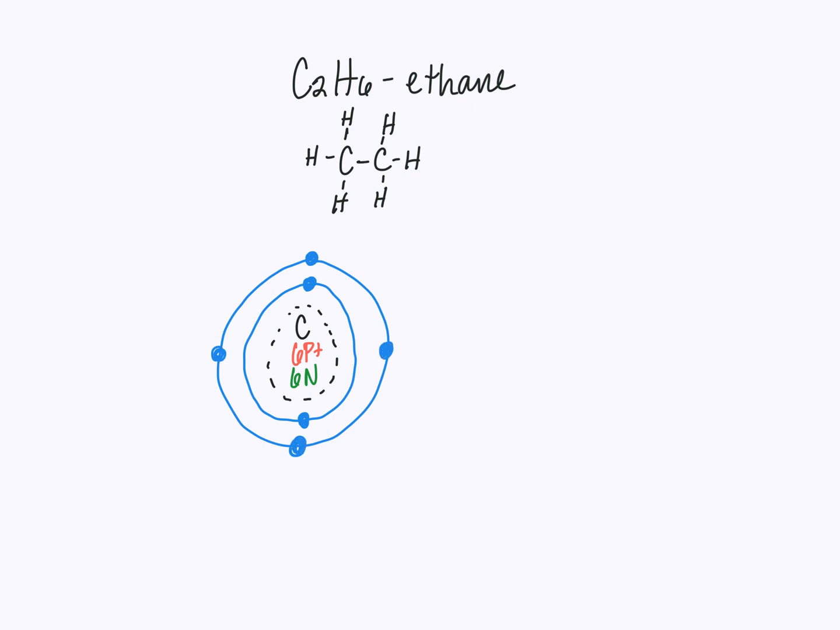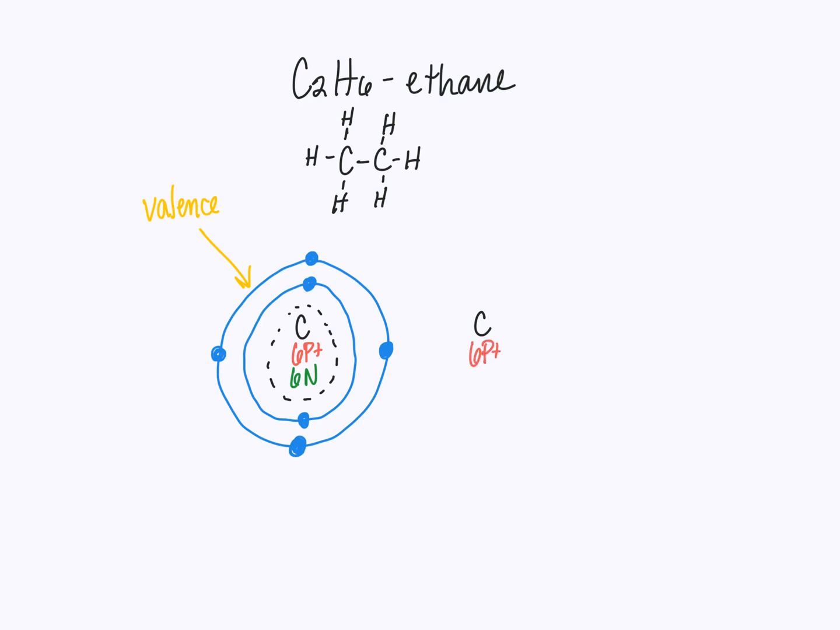So remember, this outermost shell is known as the valence shell. And in order for an atom to be stable, the valence shell needs to be full. But in carbon, the valence shell can hold 8 electrons, but it currently only has 4. So let's draw another atom of carbon next to it.